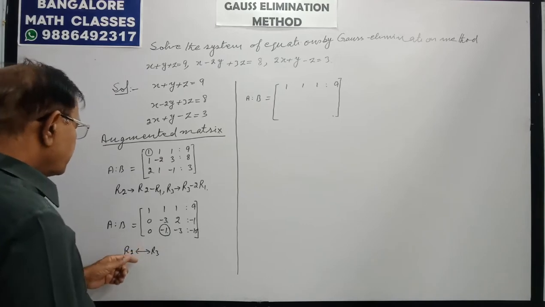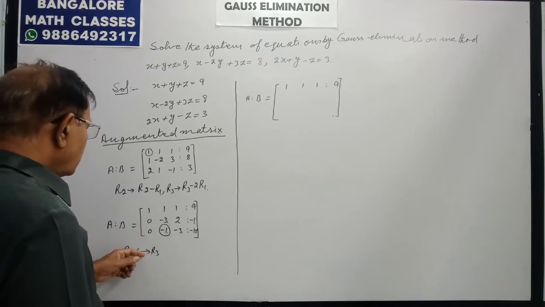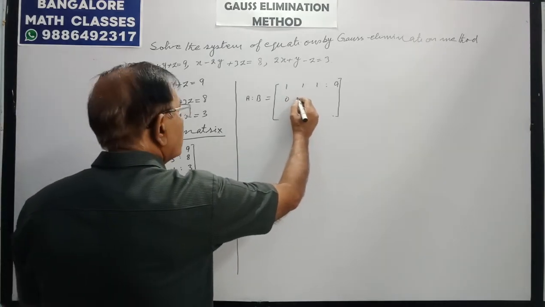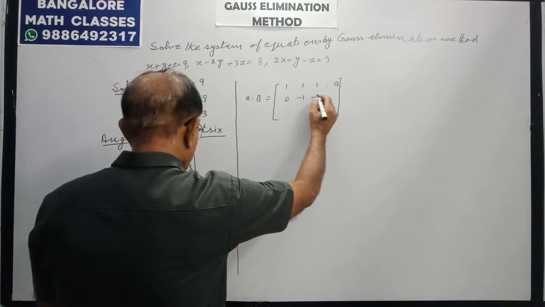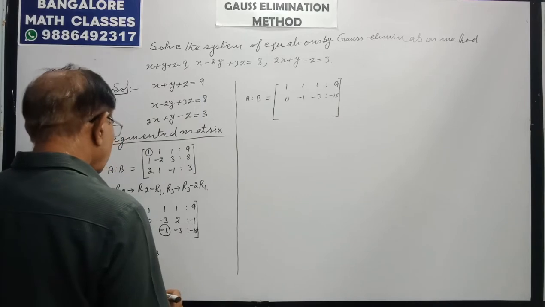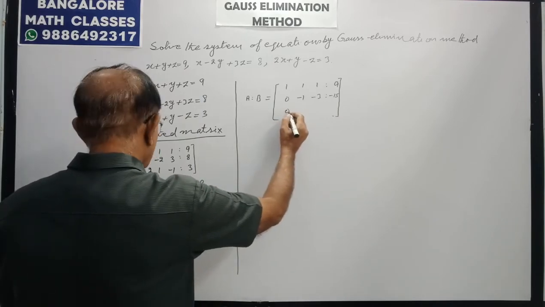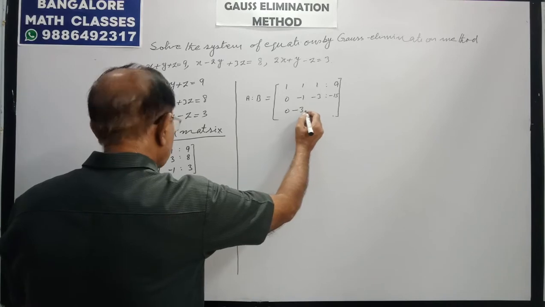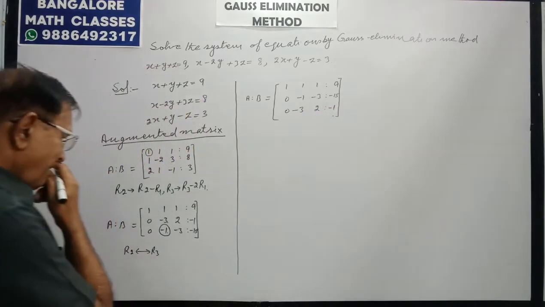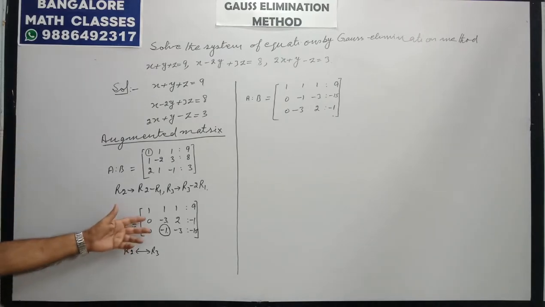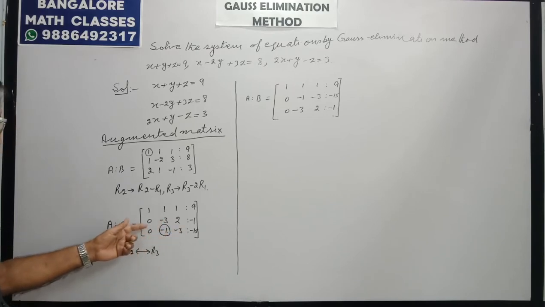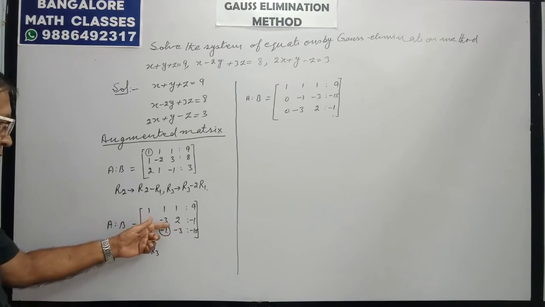R2 to R3 and R3 to R2. R2 to R3 means 0, -1, -3, -50. R2 0, -3, 2, -1. Interchange these two. 0, -1, -3 and 15. Third will be 0, -3, 2 and -1.